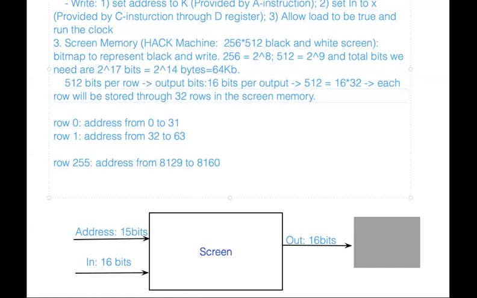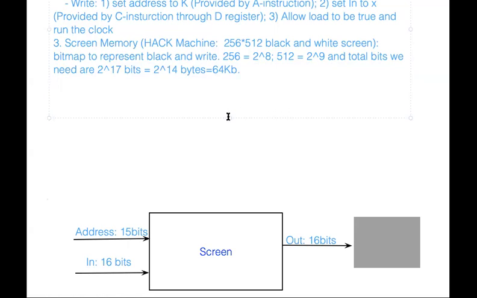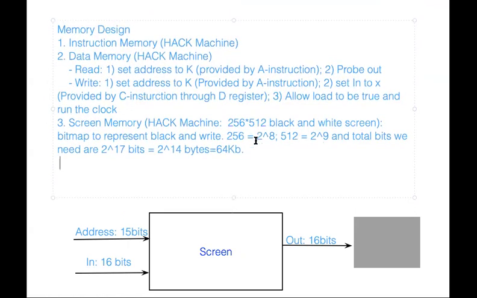Okay, great. So we're almost done. This screen memory is 64 kilobytes, right? I can erase this part and we need another thing. This is memory design. And the last one we still need to keep in the memory is keyboard memory, for the Hack machine.